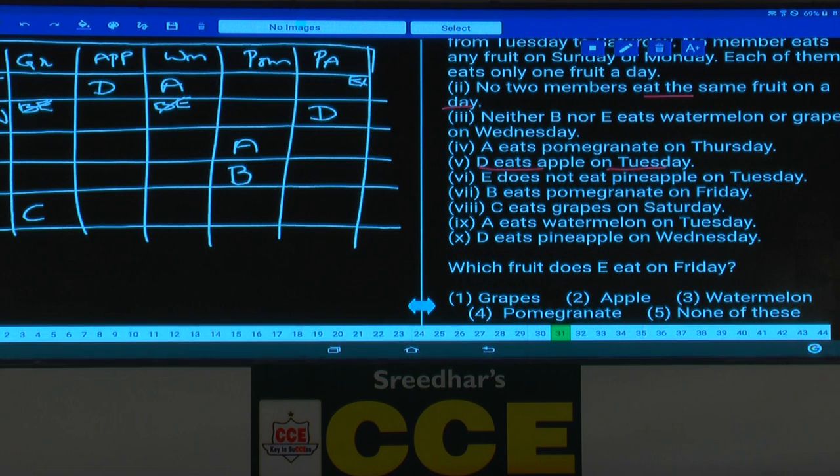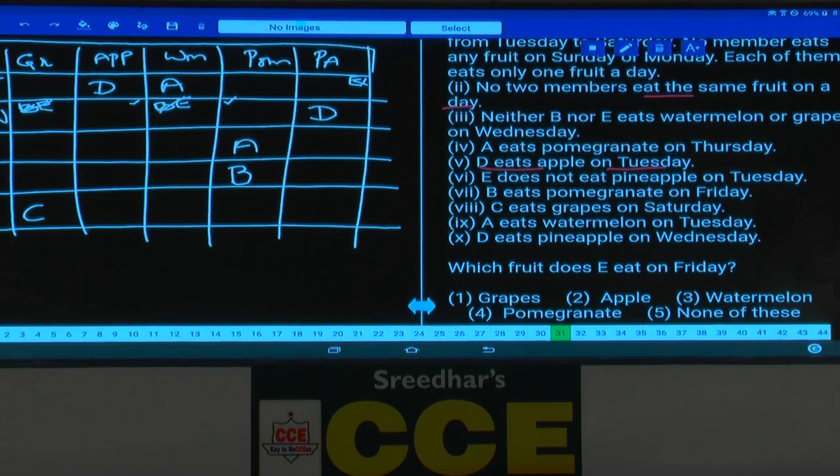Now I'm discussing about B. B cannot be grapes on Wednesday. Are you following this one or not? And B cannot be watermelon on Wednesday, that's also. And B cannot be pineapple, because D is already pineapple. Hence B must be either apple or pomegranate, isn't it? Either this place or this place, these are the only two vacant places for this B.